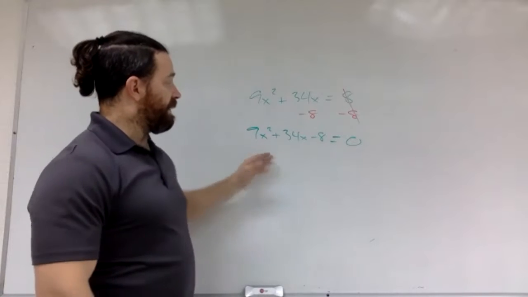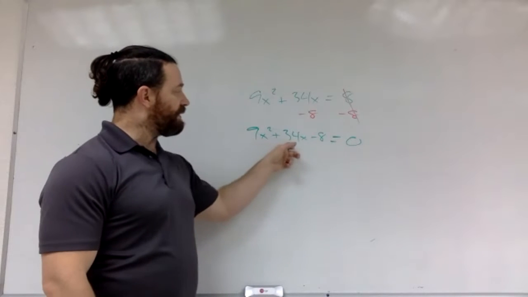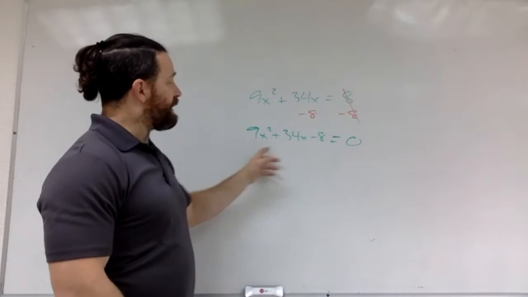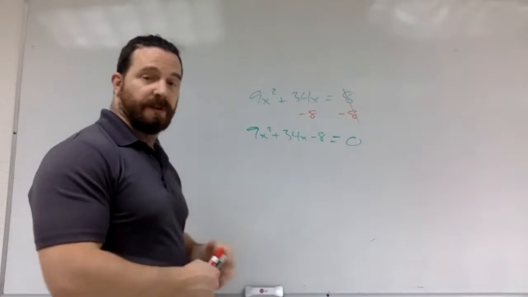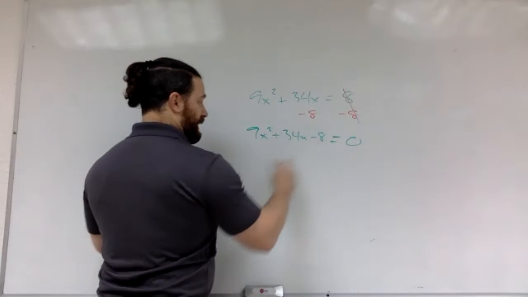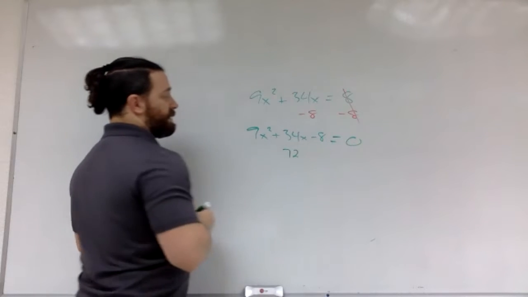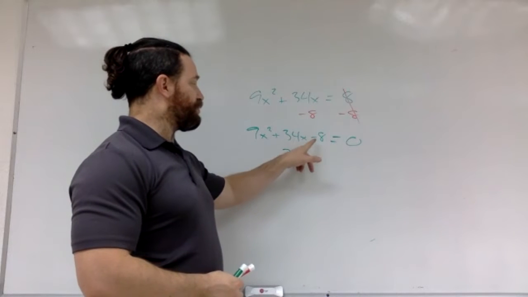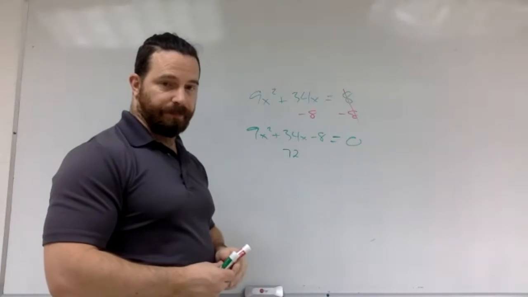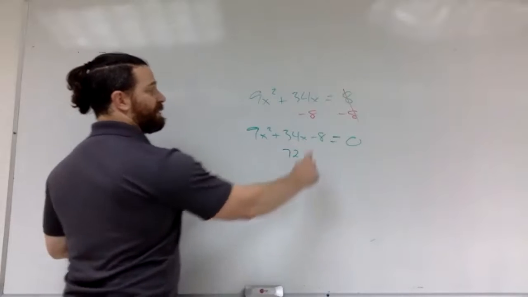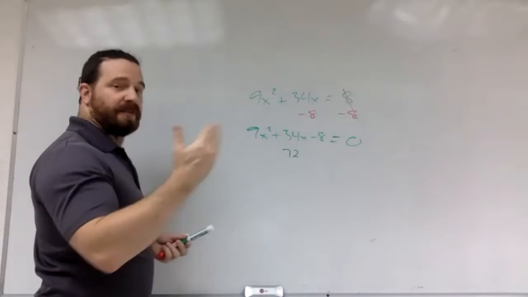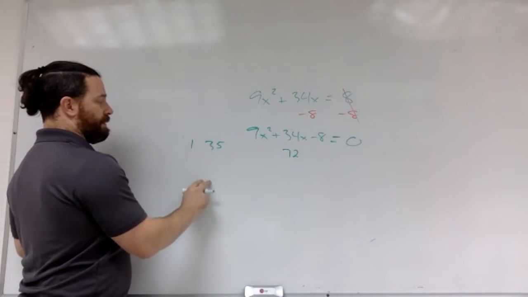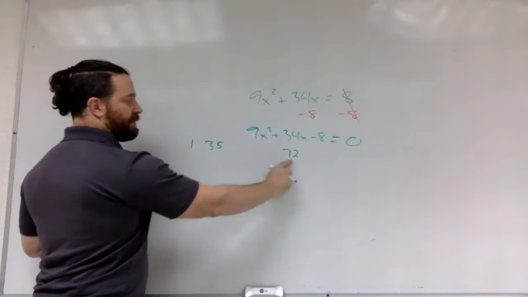So can I factor out something? 9, 34, 8. No, there's nothing in common, so there's nothing I can factor out. Let's see if we can factor this into 2 binomials. If I multiply 9 times 8, I get 72. Now I'm going to need 2 numbers that multiply to make 72, and they have to subtract to make 34. The fact that they have to subtract to make 34 means they have to be 34 apart. So let's start. If I have 1 and 35, those are 34 apart. If I multiply those, that won't give me 72.